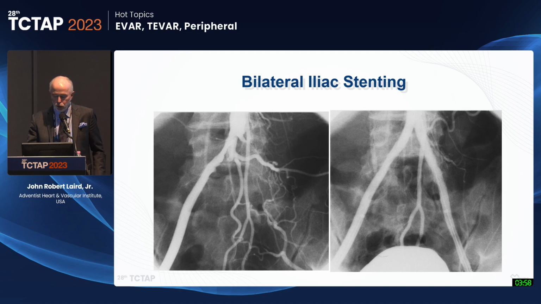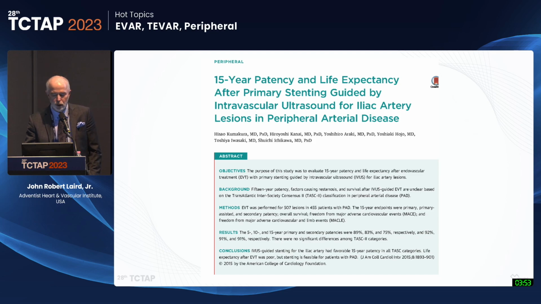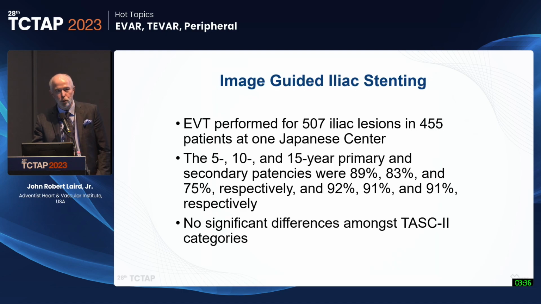And over the ensuing years, we saw continued improvements with our stents, both balloon expandable stents, self-expanding stents, and covered stents for iliac artery use. And with good technique, as demonstrated in this paper from a Japanese group from a few years ago, using intravascular ultrasound to guide iliac artery stenting, the long-term results are really remarkably good, with 15-year patency rates, both primary and secondary, that were excellent. Secondary patency of over 90% at 15 years with iliac artery stenting.